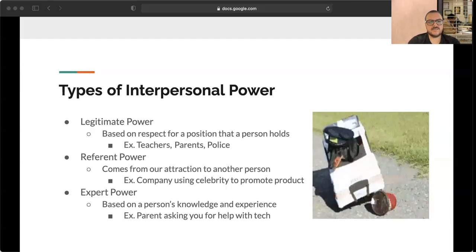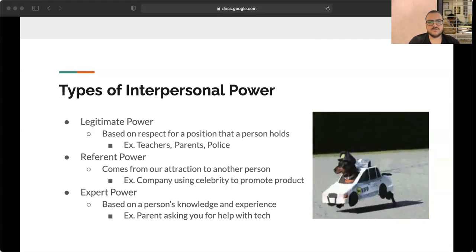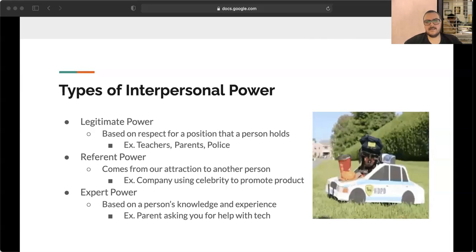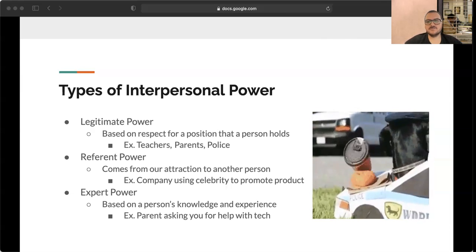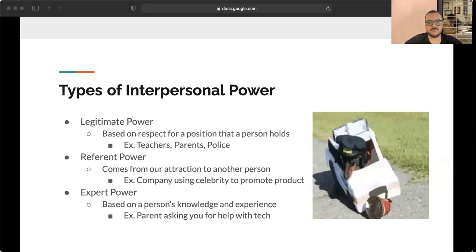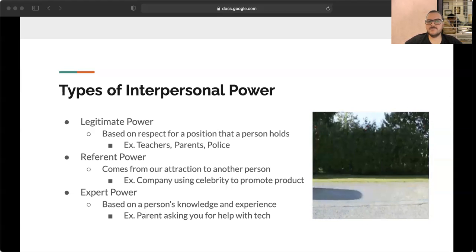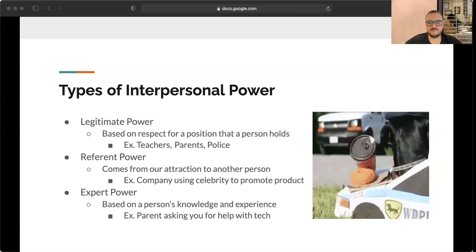The next is expert power, and that's based on a person's knowledge and experience. I'm sure we've all had a parent that comes to us for help with something related to technology, computers, cell phones, TV. It's all very simple to us, and they come to us because they think we have that knowledge in that field.